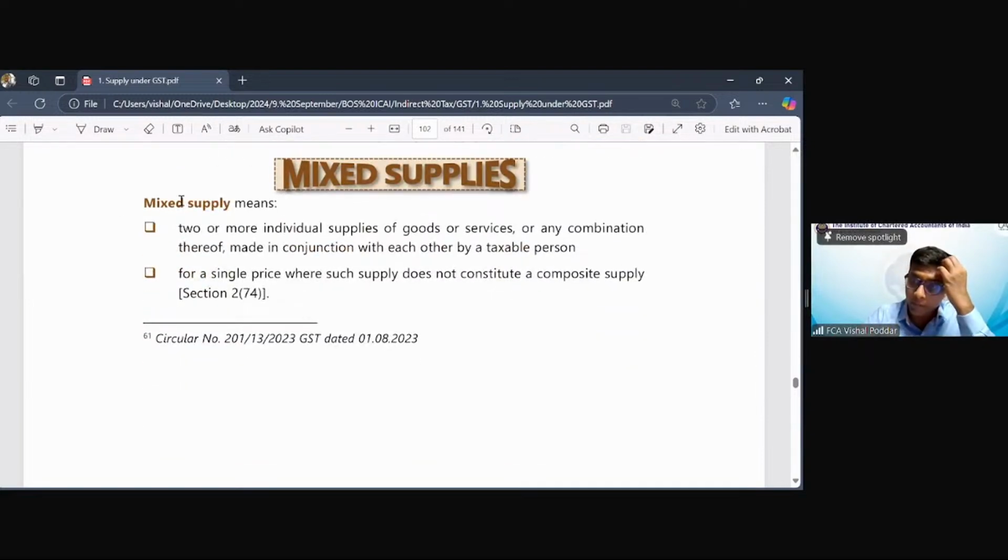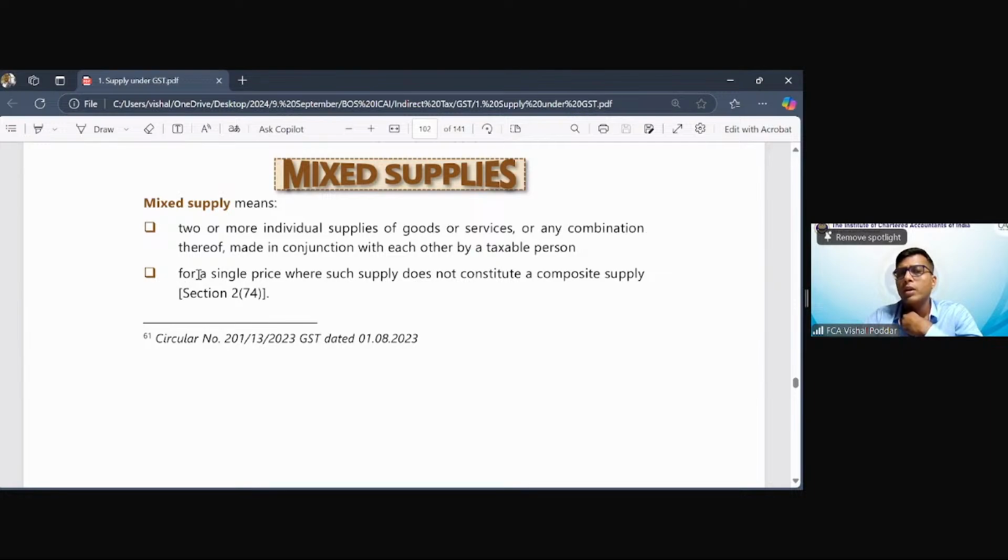Now, how have they defined mixed supply? Mixed supply is defined as two or more individual supplies of goods, services, or any combination thereof, made in conjunction with each other. Here neither are they saying it should be a taxable supply, nor that it should be principal and naturally bundled. So all those conditions present in composite supply are not there. Whenever any of the conditions of composite supply are not met, it will fall in mixed supply.